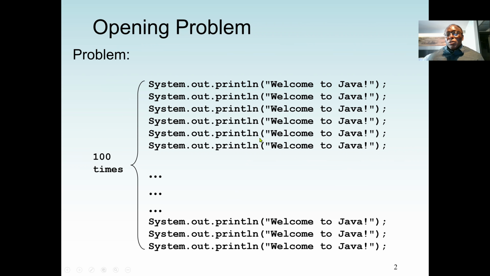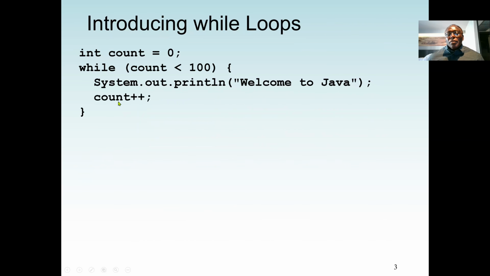A loop makes it possible for us to write only one statement, System.out.println, inside the loop and have a condition that we want to print it 100 times. And this is the solution. So here we are using a while loop. We're also going to discuss the concept of a for loop. With the while loop, we need a counter. So here we have a variable named count. This variable will tell us how many times we have printed System.out.println.